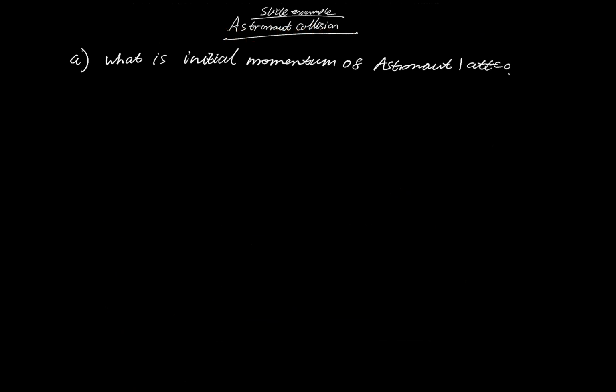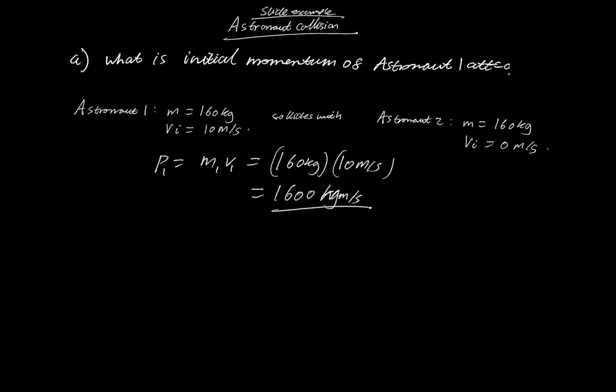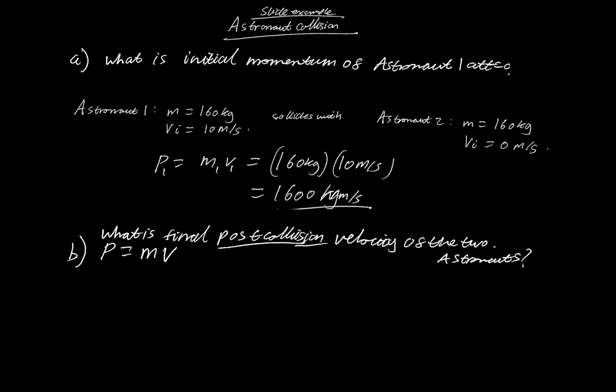So what is the initial momentum of astronaut 1 at t equals 0? Well, astronaut 1 has a mass of 160 kilograms and an initial velocity of 10 meters per second. Astronaut 2 has no momentum because if we multiply his 160 kilograms by 0 meters per second, we're going to get 0 back. Consequently, Pi is going to be m1, the mass of the moving astronaut, 160 kilograms, times 10 meters per second, giving us 1600 kilogram meters per second.